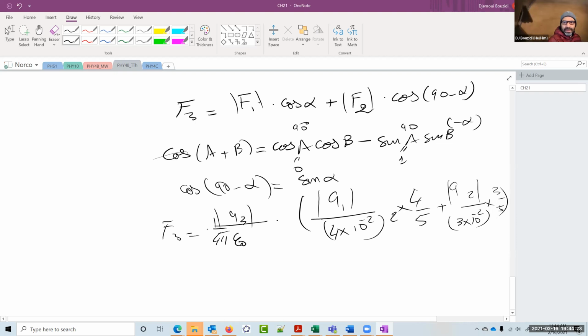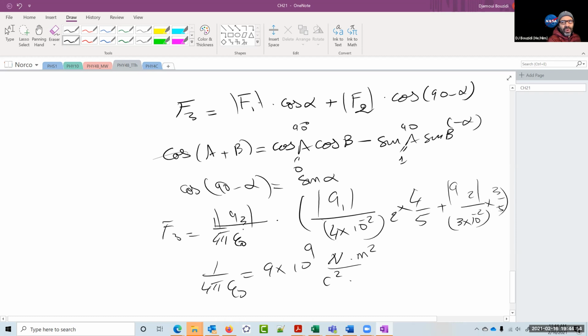1 over 4 pi epsilon naught, by the way, is equal to 9 times 10 to the power 9 SI units, which is Newton meters squared divided by Coulomb squared. So that's the units for the 1 over 4 pi epsilon naught, which is a constant. And you have Q1 and Q2, and the micro is 10 to the negative 6, because there is a microcoulomb in here, there is a microcoulomb in here, and there is a microcoulomb in here, okay?